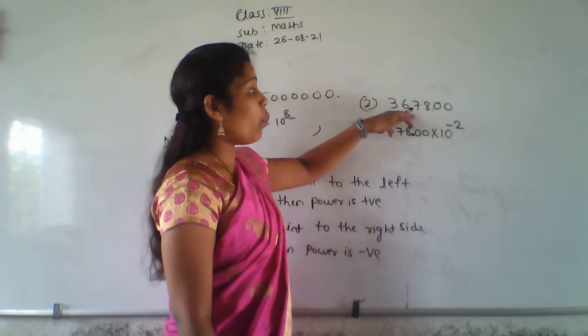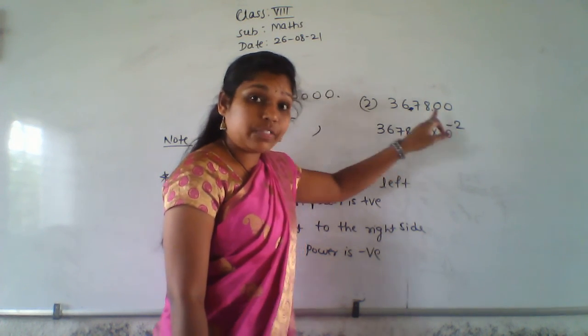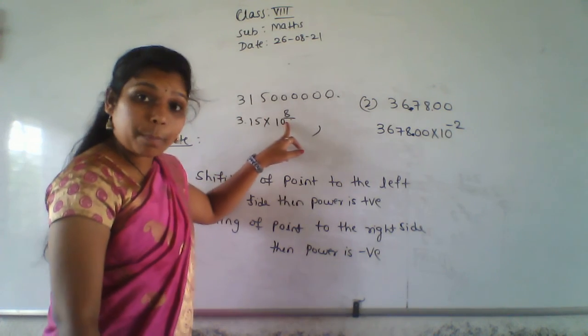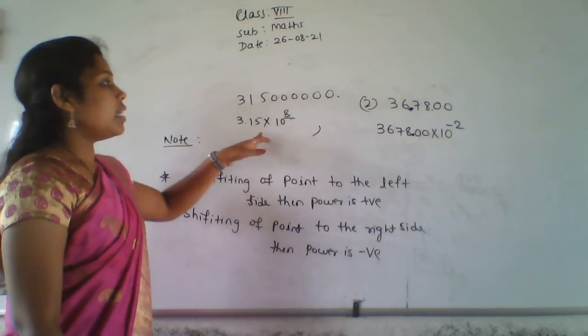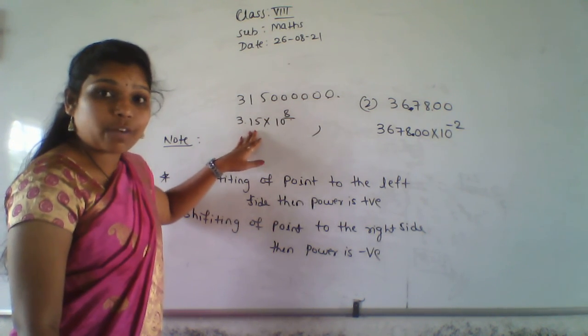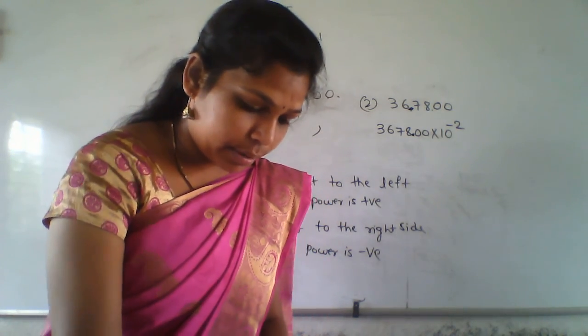If you shift the point to the right side, then the power must be negative. If you shift the point to the left side, then the power must be positive. That is the only thing written here. Understood? This is the way of writing the standard form of a number. This is called the standard form of a number. Now we'll start exercise number 2.3.